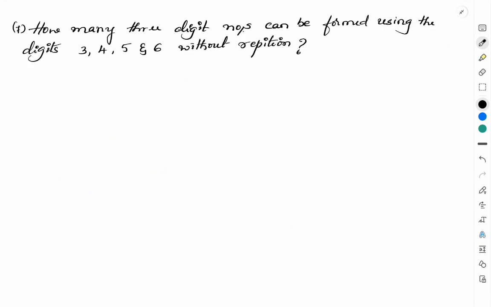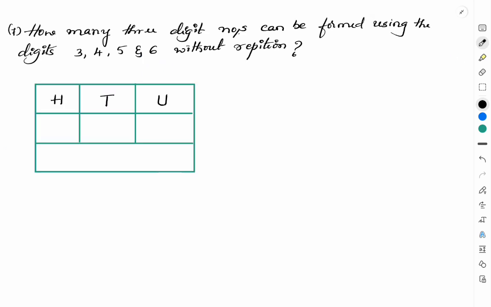Again, a same type of question: how many 3 digit numbers can be formed using the digits 3, 4, 5 and 6 without repetition? Again, we'll draw a table like this. So for the hundreds place we can write any of the four given digits. They have asked without repetition, which means that the digit we have written for the hundreds place, we are not supposed to write again. So we have three digits which we can write for the tens place and only two digits for the units place.